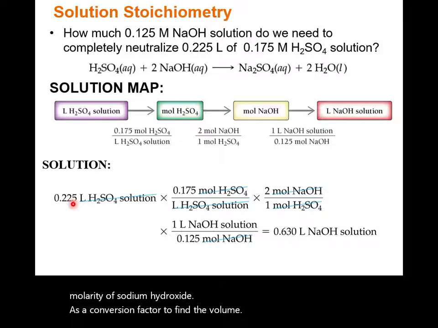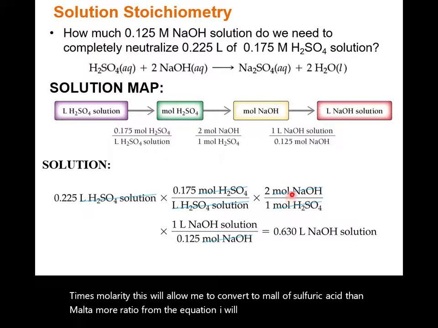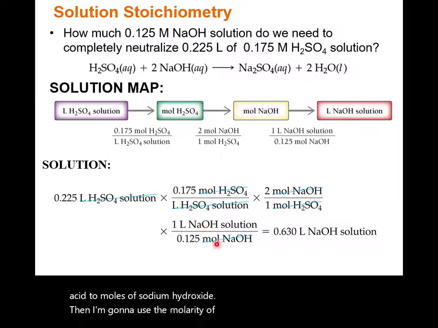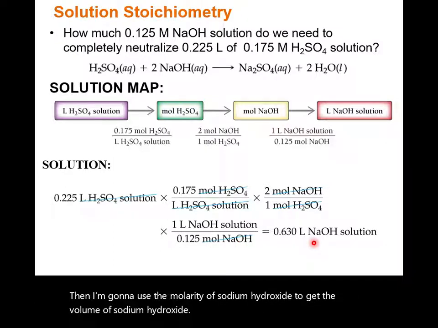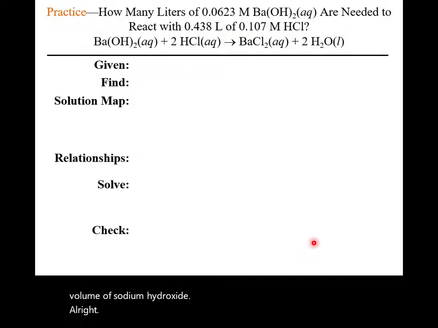So we start with the volume of sulfuric acid times molarity. This will allow me to convert to mole of sulfuric acid. Then mole to mole ratio from the equation, I will convert from moles of sulfuric acid to moles of sodium hydroxide. Then I'm going to use the molarity of sodium hydroxide to get the volume of sodium hydroxide. All right? Try this one. Go ahead and pause the video, try it, then come back and check your answer.